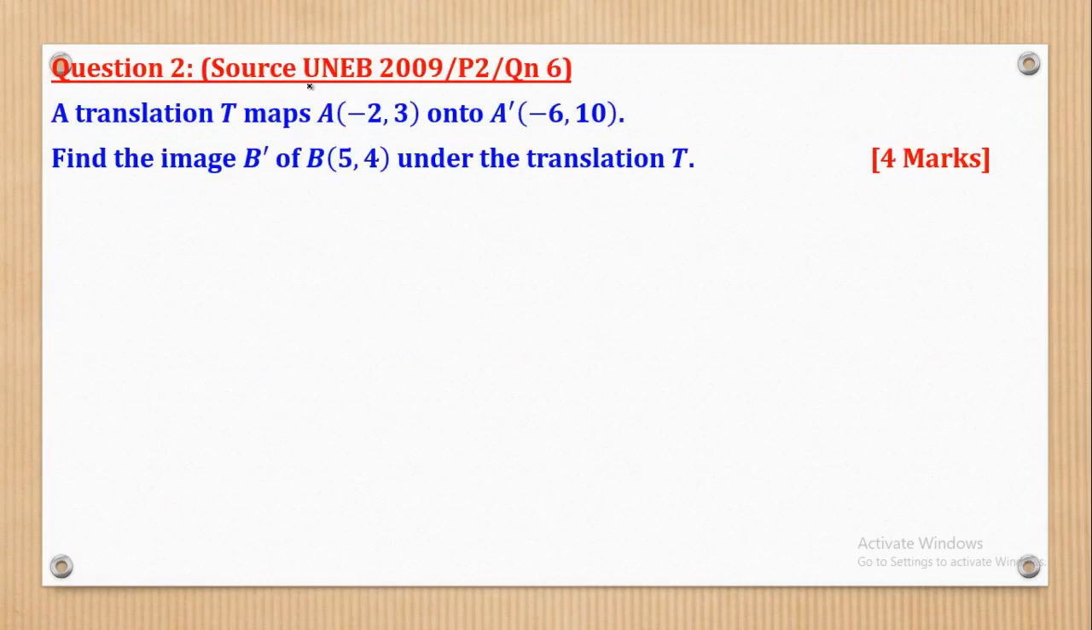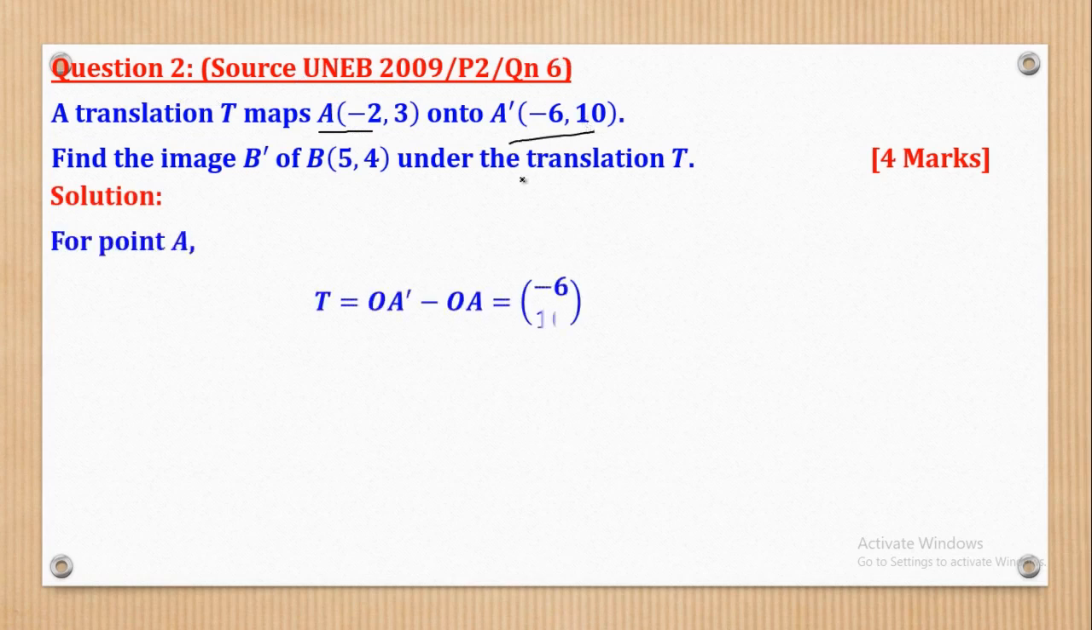Then question 2 came from UNEB 2009 paper 2 question 6, and says a translation T maps A, which is (-2, 3), onto A prime, which is (-1, 6). Find the image B prime of B, which is (5, 4), under the translation T. So the same translation here. Now here what we need to do is to first get this translation using this object and image.